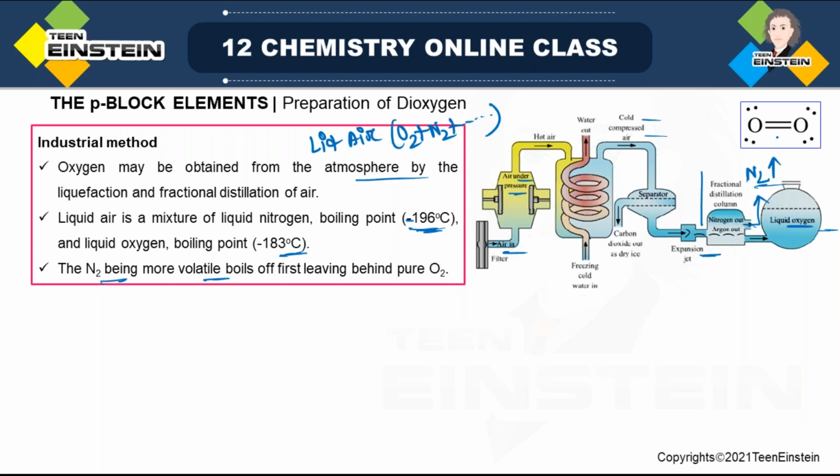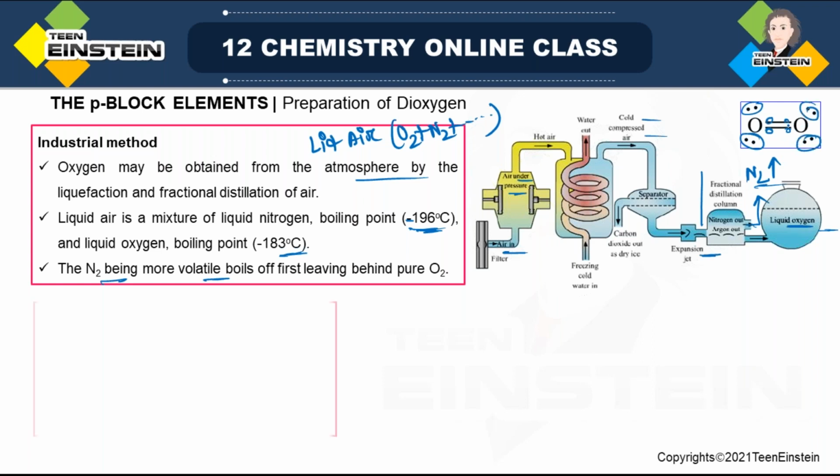And this is the structure. See, this is diatomic, and in oxygen there are a total of 6 valence electrons. It is using 2 electrons for bond formation with the other oxygen atom, and the rest of the 4 electrons are present as lone pairs. Similarly, the other oxygen atom also uses 2 electrons for bond formation, and these two are the lone pairs.